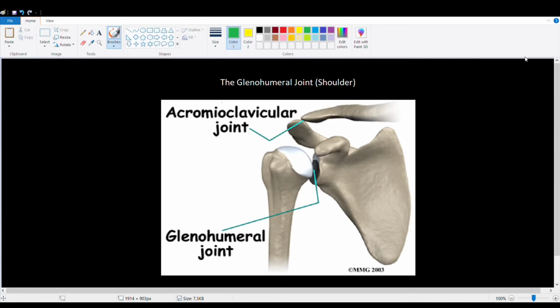So, for example, the movement is going to be our arm. Say we abduct our arm out vertically. The roll will also go with the movement. Like I said, the roll usually goes with the movement, but because it is a convex on concave, the glide will be in the opposite direction. So you will have an inferior glide with vertical abduction.